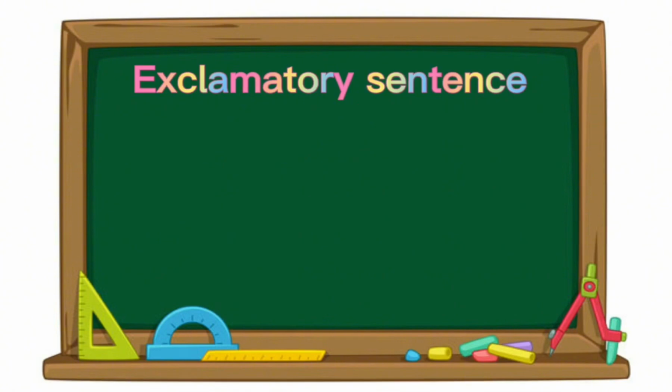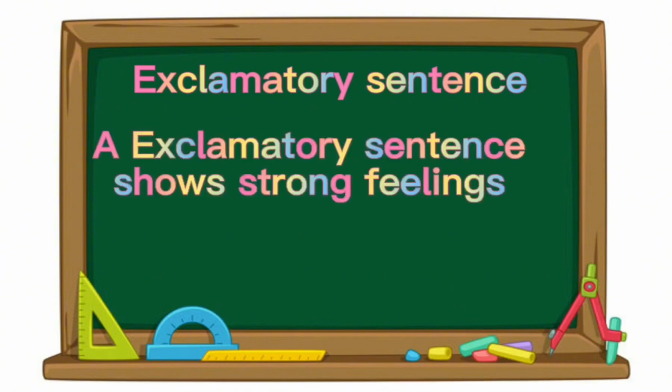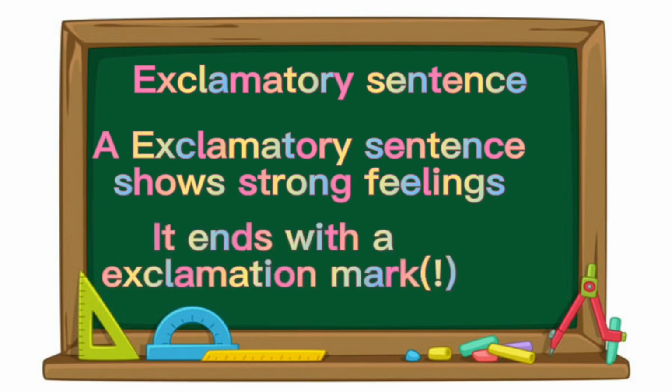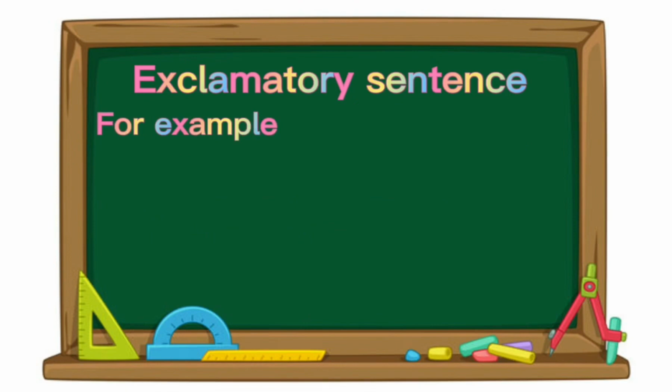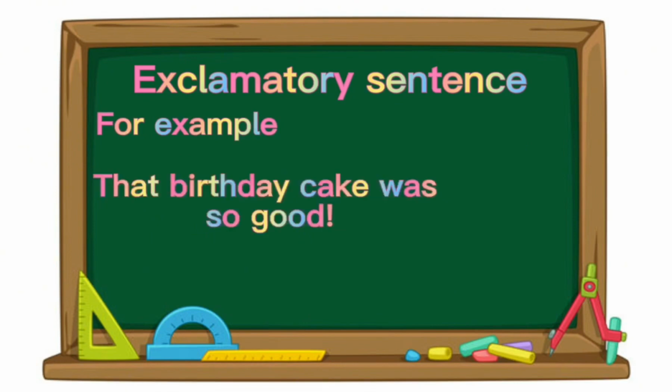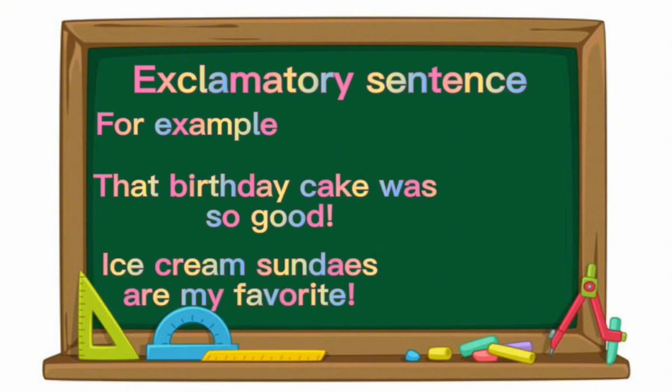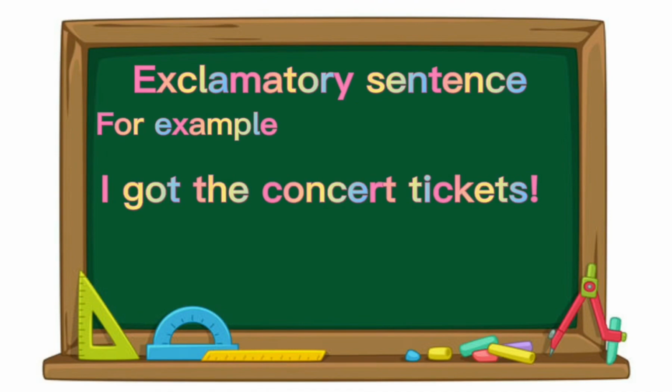Exclamatory sentence. An exclamatory sentence shows strong feelings. It ends with an exclamation mark. For example, that birthday cake was so good! Ice cream sundaes are my favorite! I got the concert tickets!